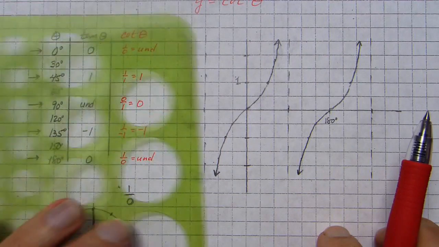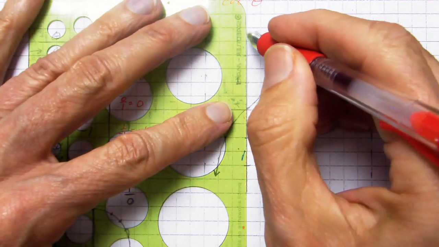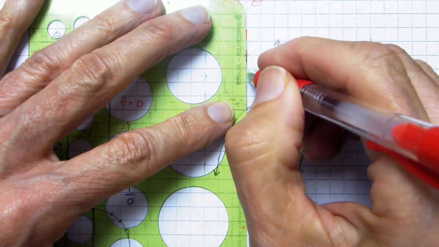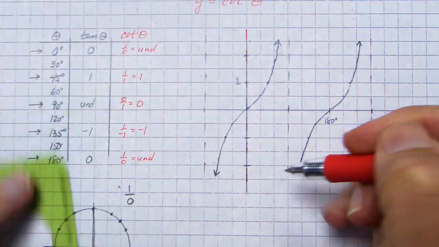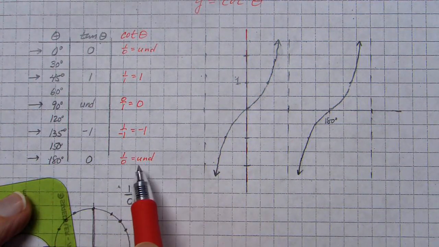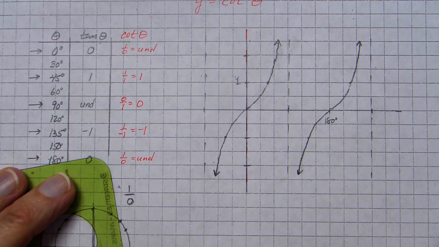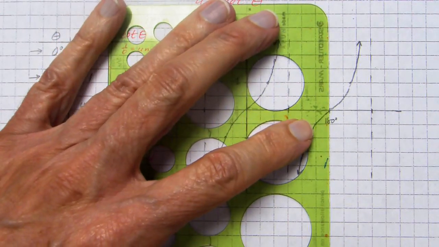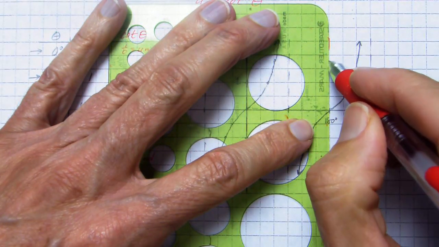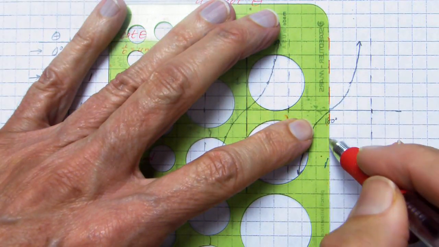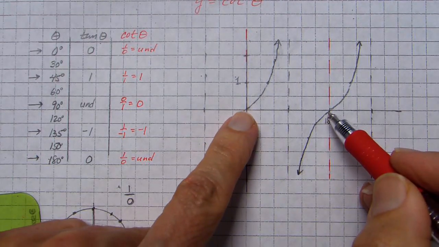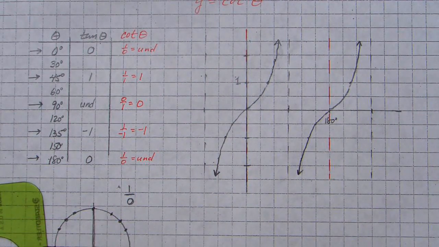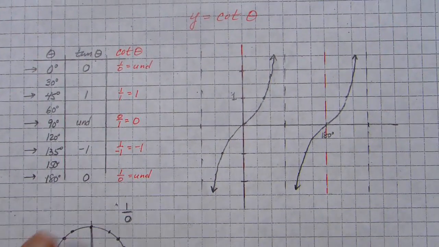So at 0 degrees, I'm going to place an asymptote. And at 180 degrees, I'm going to place another asymptote. So I've got asymptotes running here. Wherever the tangent function is 0, that's where the cotangent function is going to have its asymptotes. And then I'm going to plot these other points here.